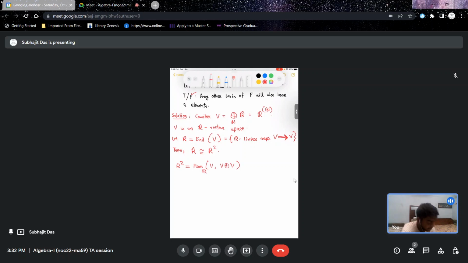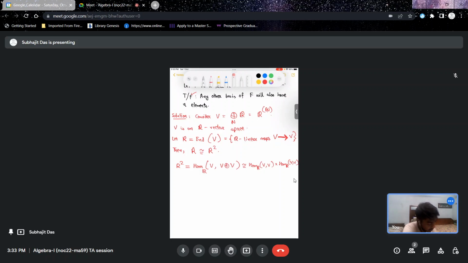Yeah, all R-linear maps from V to V direct sum V, right? Indeed, why am I saying this? It is precisely because Hom_R(V, V direct sum V), that is all R-linear maps from V to V direct sum V, is precisely equal to all maps from V to V. What I am trying to say here is that this is isomorphic to Hom_R(V, V) cross Hom_R(V, V), right? This is what it is.